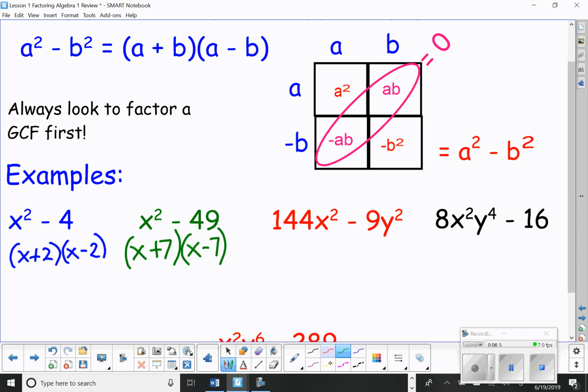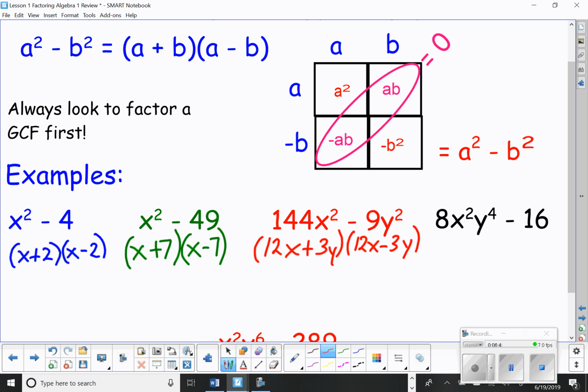Now if we want to get things that are a little more complicated, we have 144x squared minus 9y squared. It's okay. This whole piece is a perfect square. 9y squared is a perfect square. So we can do 12x plus 3y. And then we have 12x minus 3y.